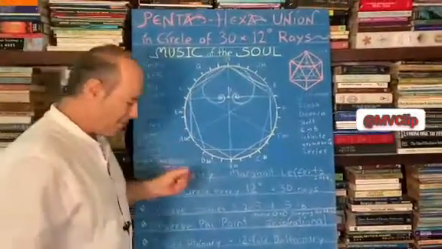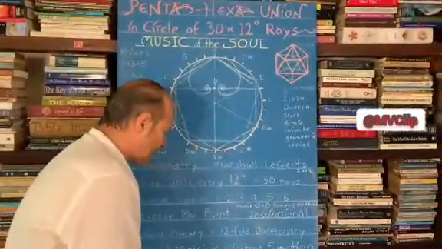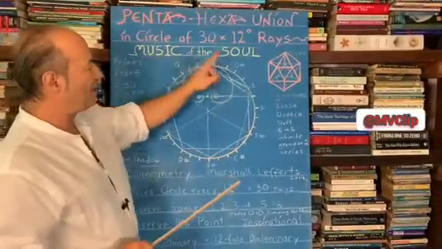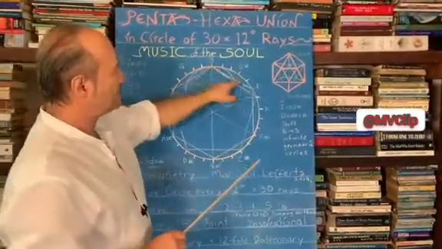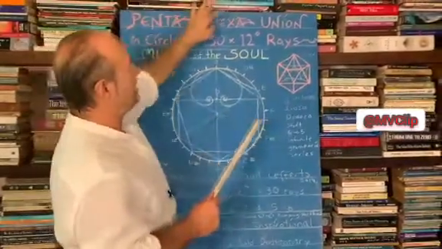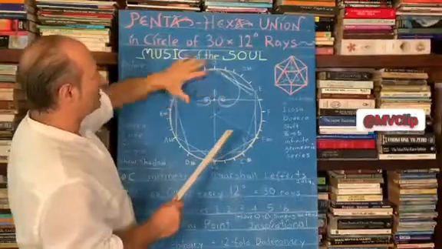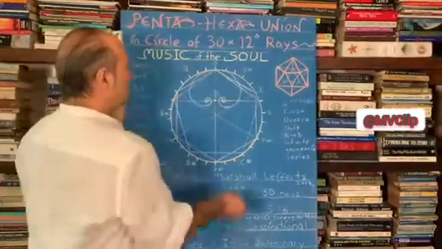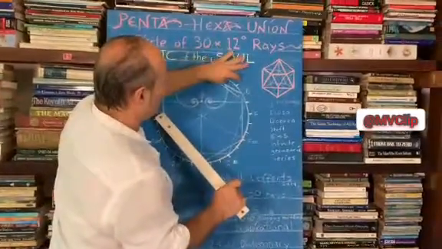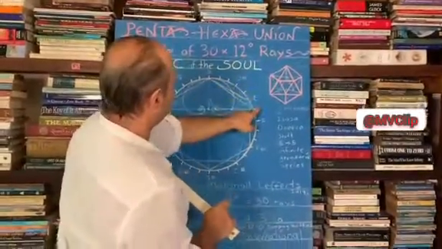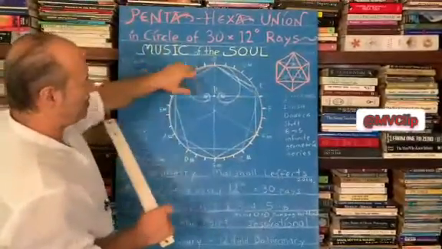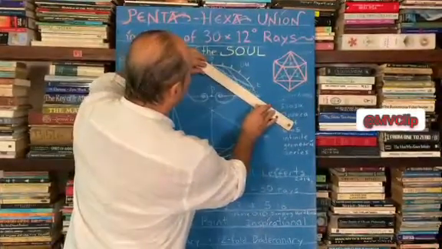So the first thing I'm going to do is divide the circle into 5 lots of 12. We're going to divide the circle into the pentagon here. That's why this title is called Penta Hexa Union, because we're also going to draw the hexagon. I'm going to start from the zenith point here. If I go 1, 2, 3, 4, 5, 6, you can see that 5 lots of 6 make 30, because I've divided the circle into 30.